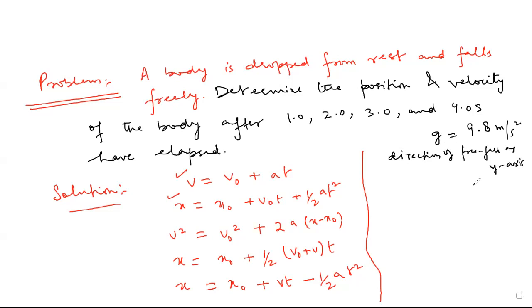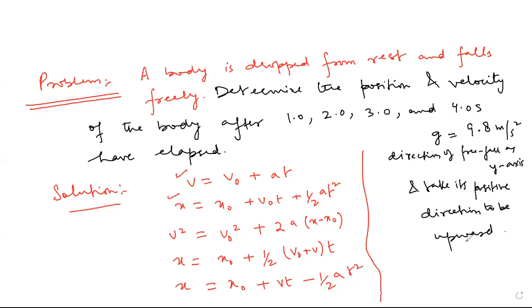And take its positive direction to be upward. So our direction of free fall is the y-axis and its positive direction is upward.